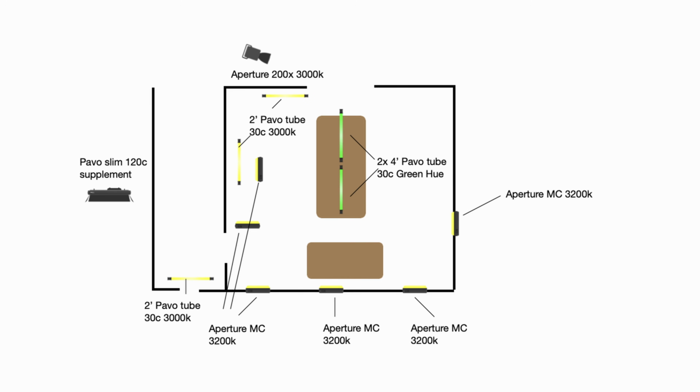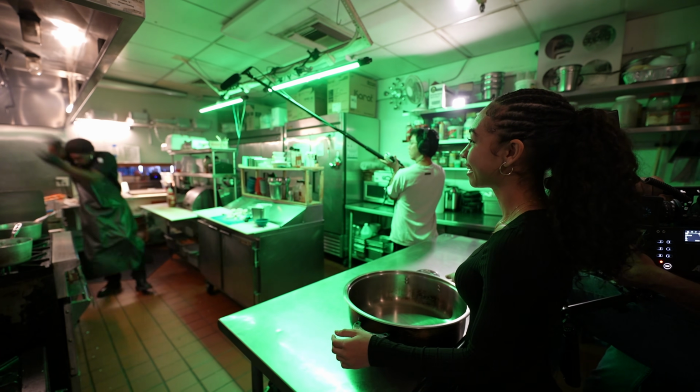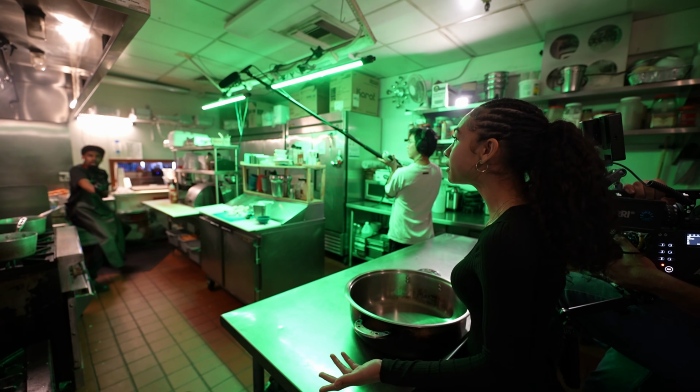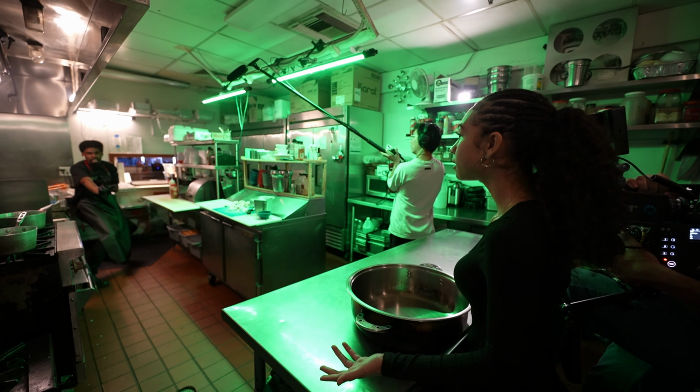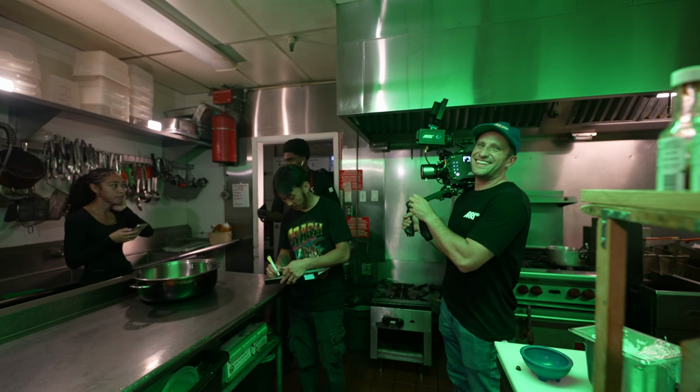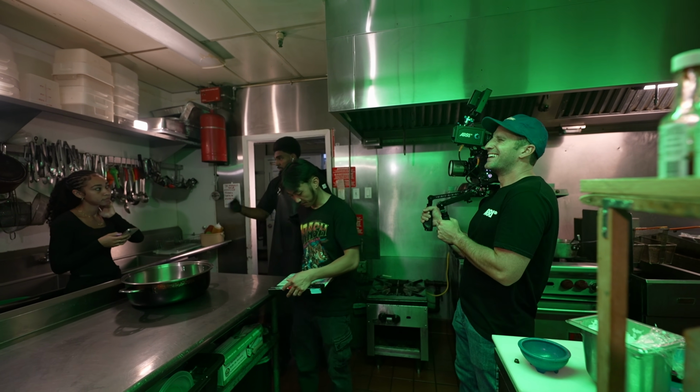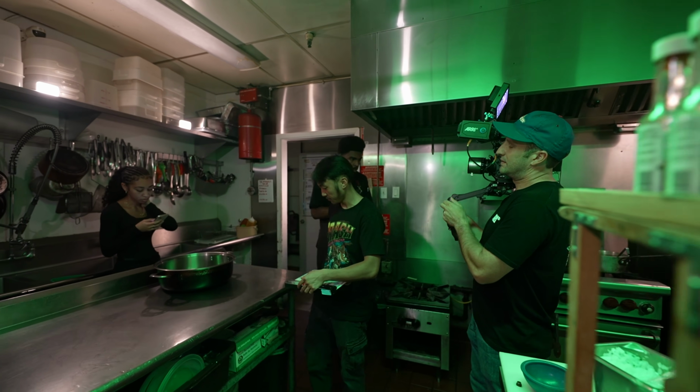Here's an overview of the diagram of where the gaffer and I chose to place the lights for this scene. Also, sometimes a space gives you great texture. This kitchen had some nice shiny surfaces and I wanted to accentuate those textures by bouncing light off of them and reflecting off the surfaces.